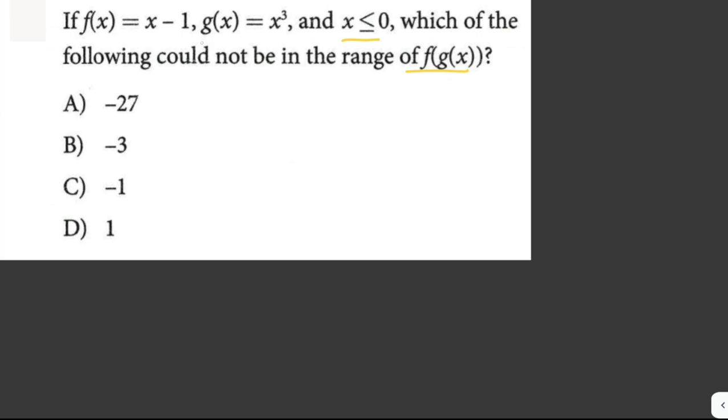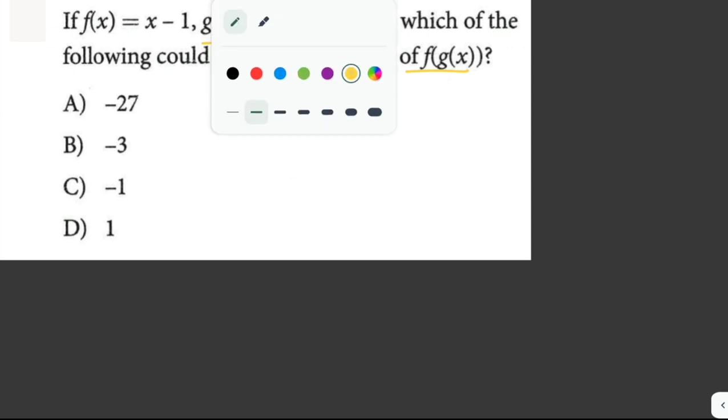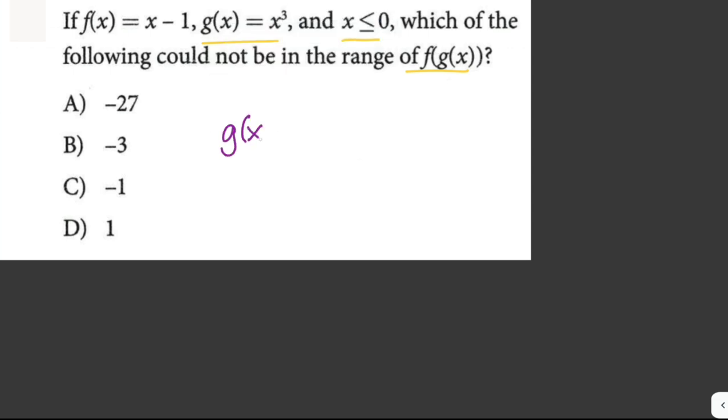That is true because here g of x, which is equal to x cubed, when a negative number is raised to an odd power, the answer is always negative. So that means the range of g of x, the largest possible range value for g of x, should be equal to 0. And consequently, the largest possible domain value for f of x is also equal to 0.